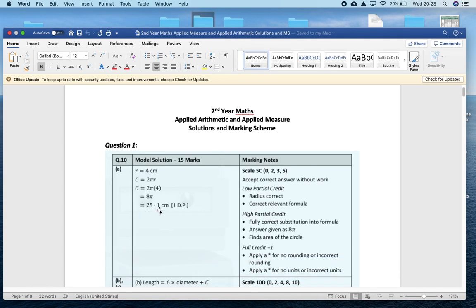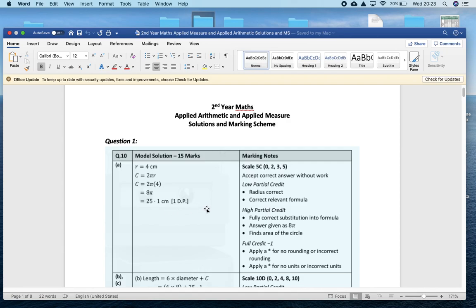So 25.1, and if that's fully correct, I'm going to get 5 marks for that. And then you can see what they're given here. Obviously you can pause the video and see this, but fully correct substitution into the formula, answer given is 8 pi. If you accidentally do the area, you get a high partial credit, which is 3. For a low partial credit, if you get the radius correct, so if you succeed in halving the 8, or if you choose the right formula, you'll get 2.